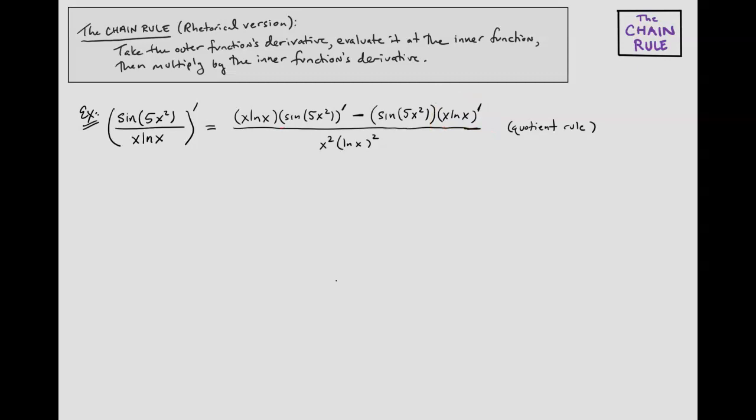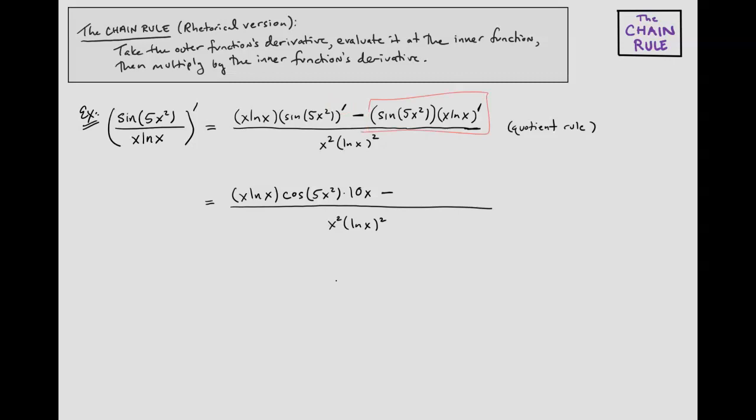So let's continue onwards. Bringing some of this stuff down, I'm still confronted with this derivative, which, as we've said, is going to require the chain rule. Well, inner function is 5x squared, outer function is sine. So the chain rule tells me that this derivative is going to be derivative of the outer, which is going to give me cosine, evaluated at the inner, so cosine of 5x squared, times the derivative of the inner, which is, of course, 10x. And that takes care of that derivative.